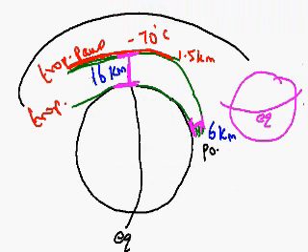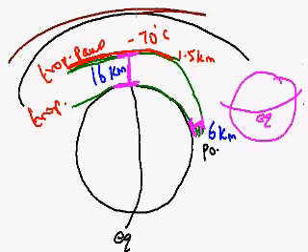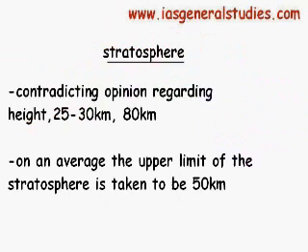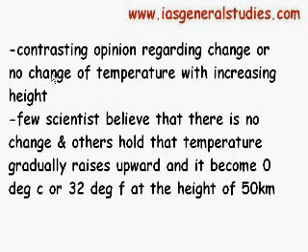If you see the diagram, the upper limit is taken as 50 kilometers. Suppose this is the stratosphere and it is at a height of 50 kilometers. Now again there is a contrasting opinion regarding the change or no change of temperature with increasing height. Few scientists believe that there is no change, and others hold that temperature gradually rises upward and becomes 0 degrees centigrade at the height of 50 kilometers.